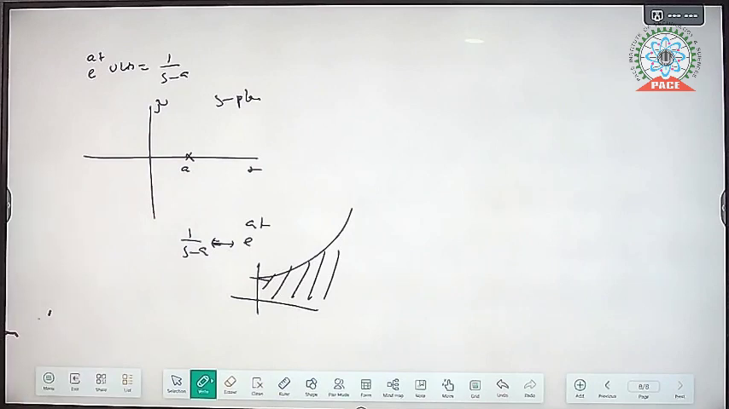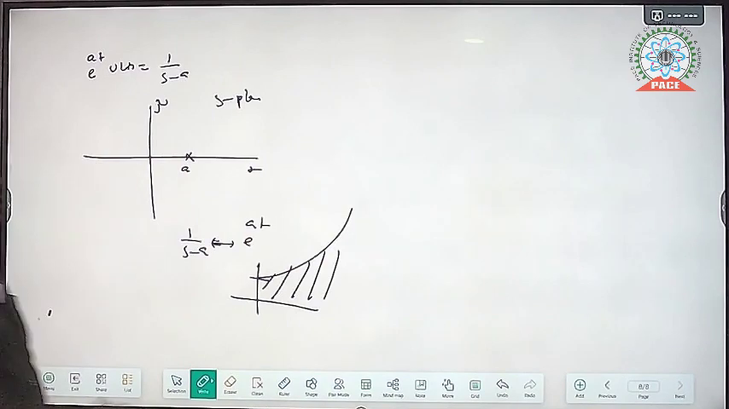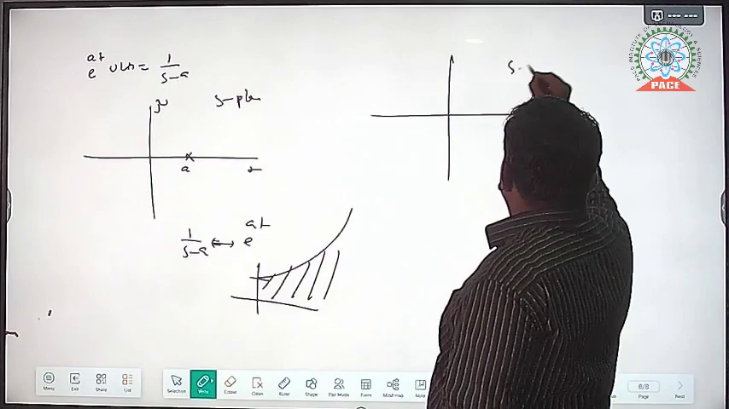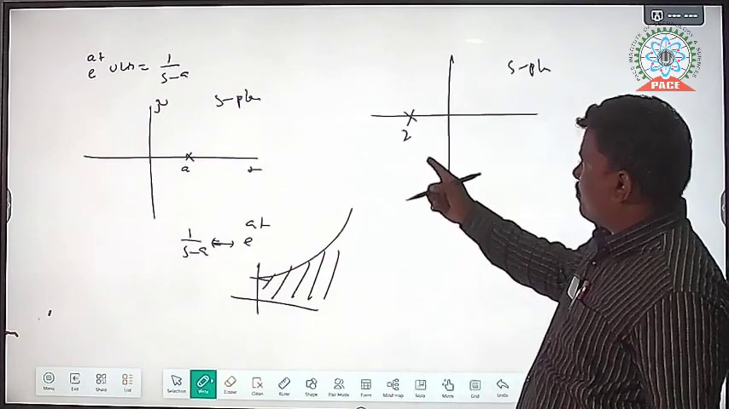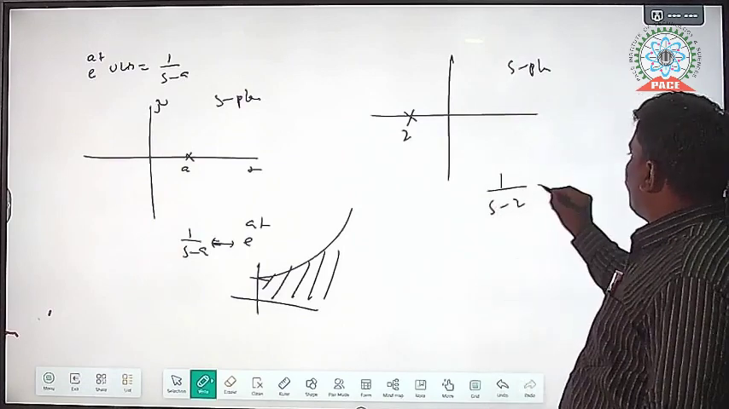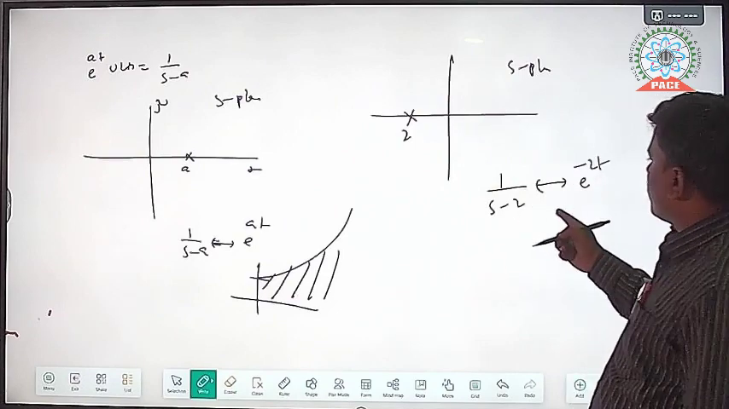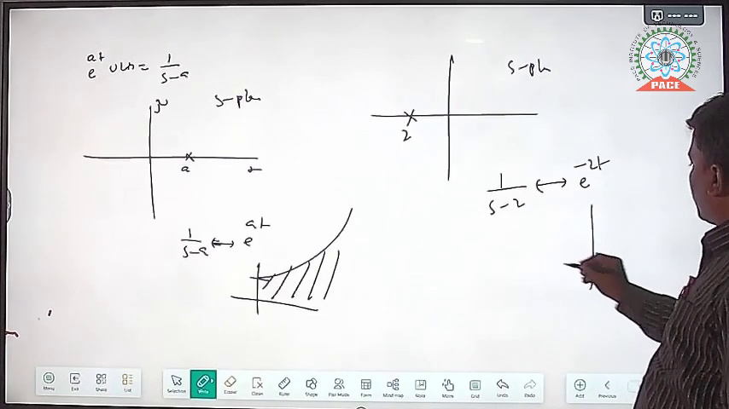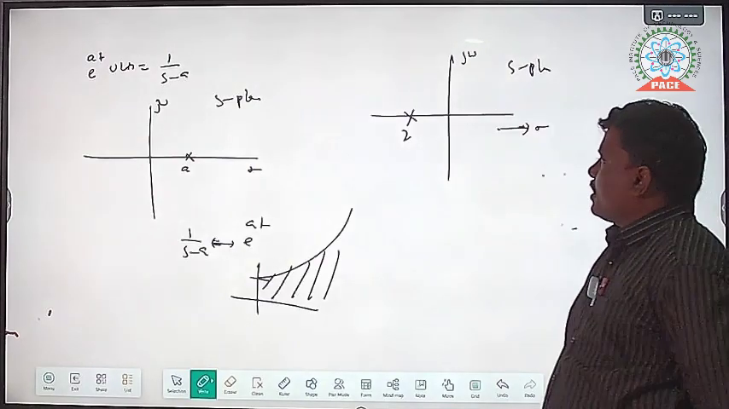Suppose this is the S plane, and this is the pole. If you write the transfer function, this is 1 by S minus 2. If you apply the inverse Laplace transform, this is e power minus 2t. If you plot the e power minus 2t signal, at time t equal to 0, e power 0 is 1. In case the pole is left-sided, this is considered as the pole at 2. So this is the S plane, sigma plus j omega.